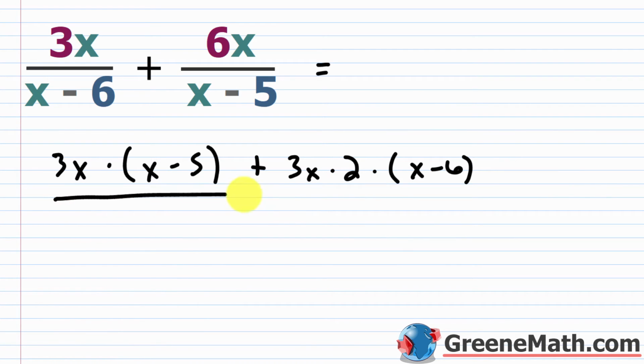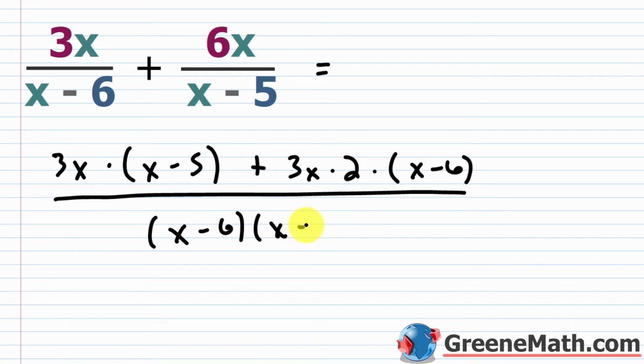And then we're just going to write this over our LCD, which is the quantity x minus 6 times the quantity x minus 5. Now, again, I told you I'm going to be pulling out this 3x. Again, if you make the mistake of distributing this in, you're going to have to pull it back out, and it doesn't really make sense to me. So just save yourself the work and do it now.